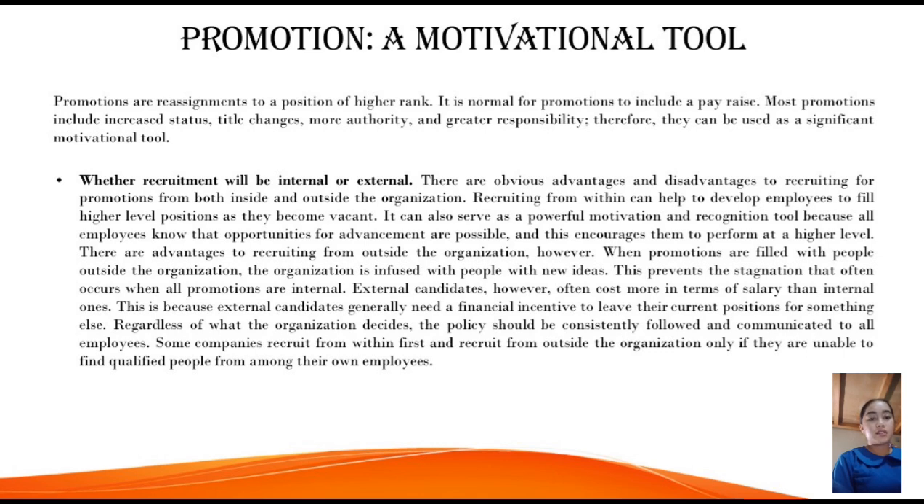And this is because external candidates generally need a financial incentive to leave their current positions for something else. And then regardless of what the organization decides, the policy should be consistently followed and communicated to all employees. Then some companies recruit from within first and recruit from outside the organization only if they are unable to find qualified people from among their own employees.